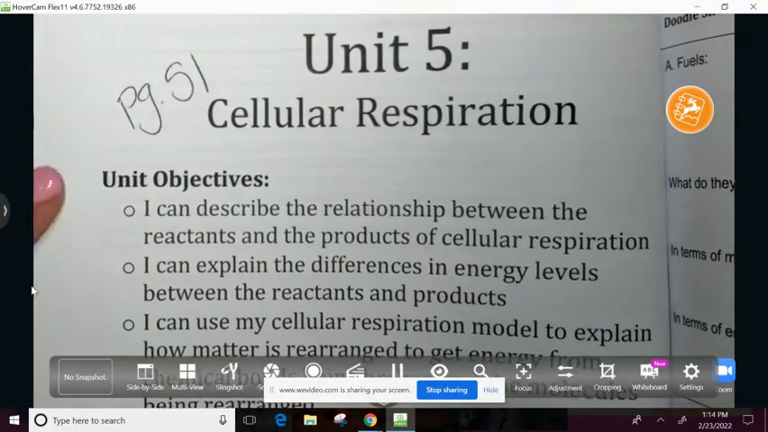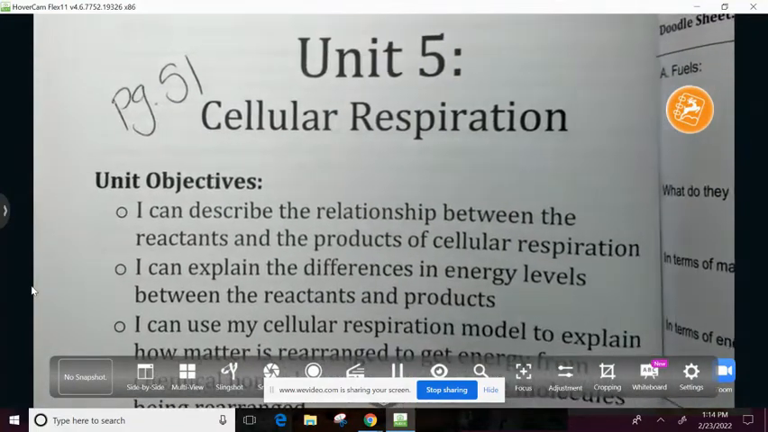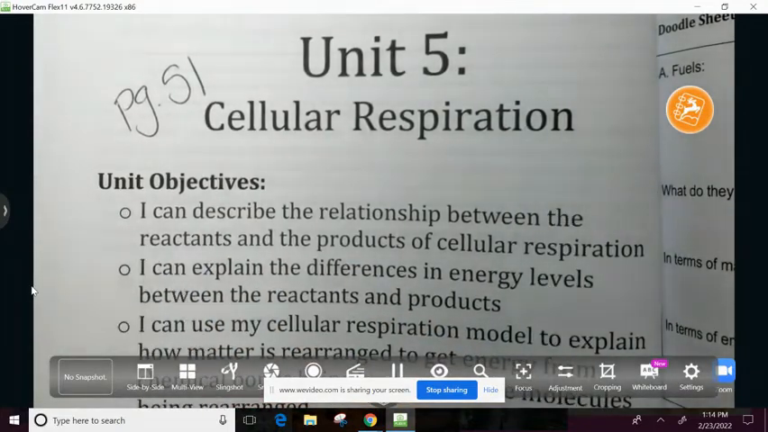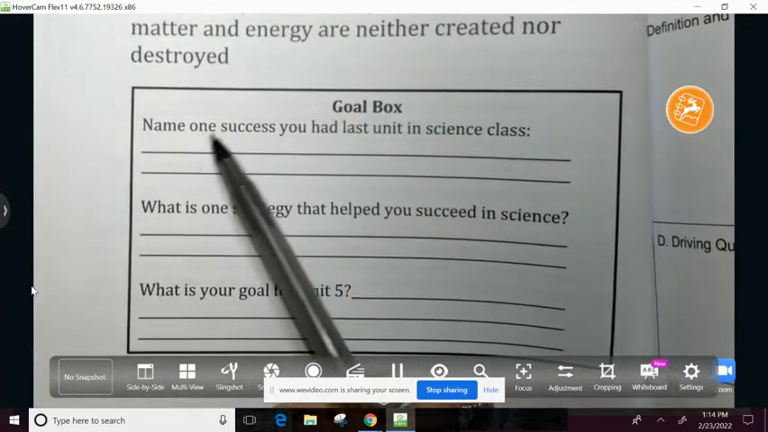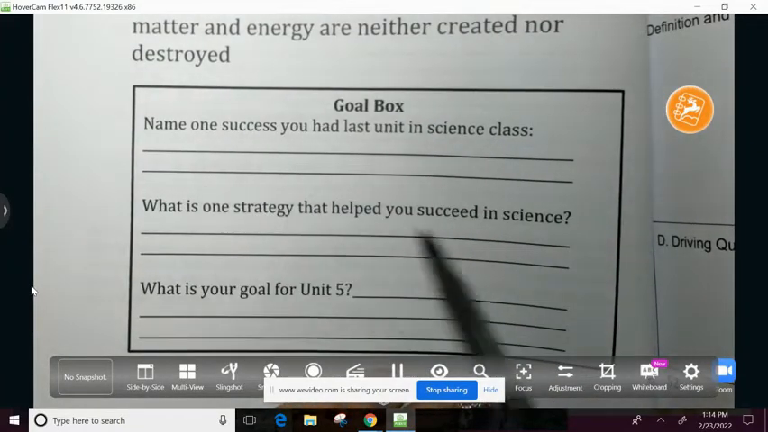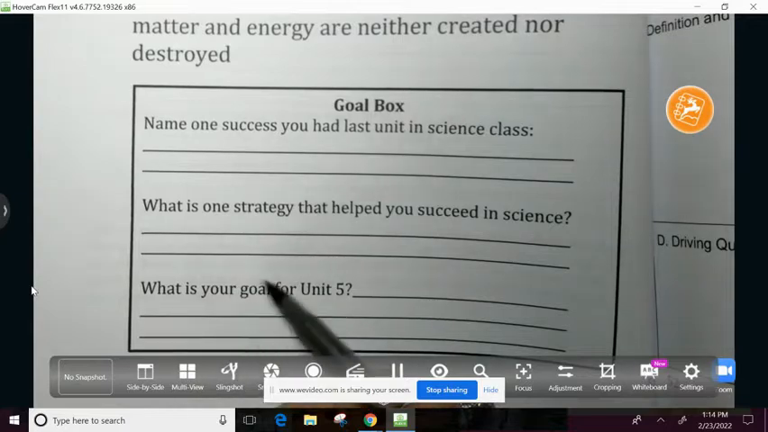Hello, students. So we are starting our next unit, Unit 5, which is Cellular Respiration. This is on page 51. While I read the unit objectives, you can go ahead and start with your goal box where you're going to name one success you had last unit in science class, one strategy that helped you be successful, and make a goal for this unit.